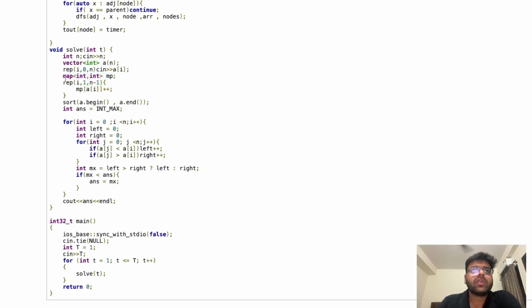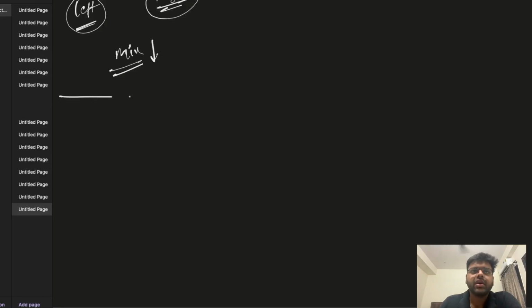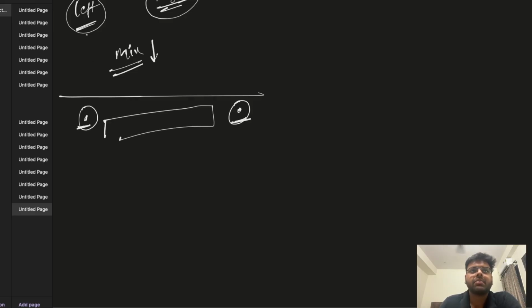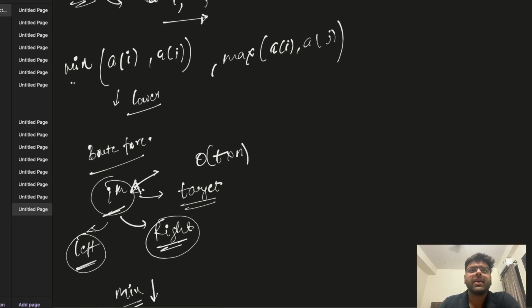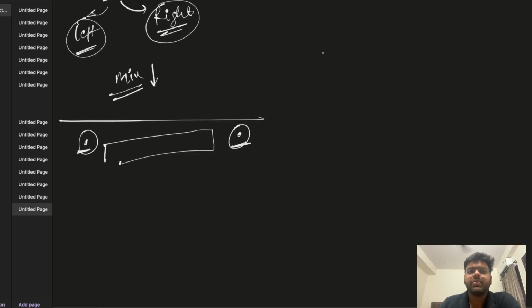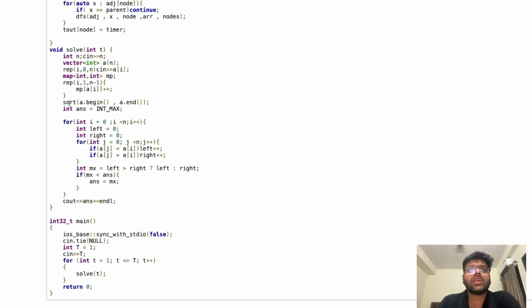What I've done is take the input and sort the array. The reason behind sorting the array is, as you can understand, if I take the minimum element from the start and the maximum element from the end, the minimum and maximum range would actually lie between these minimum and maximum only. They cannot go beyond this. So that's why I've sorted the array.